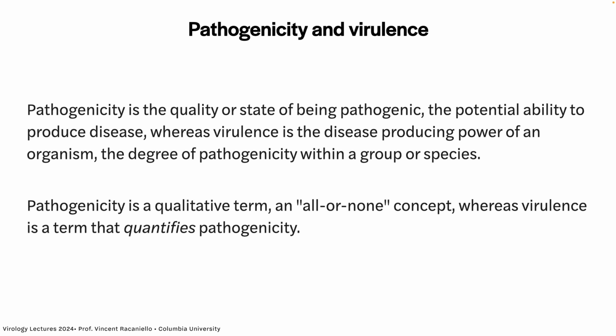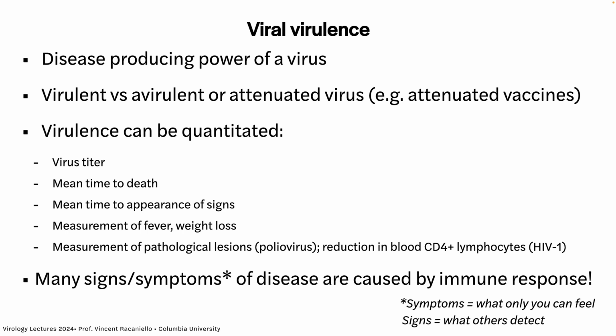So let's talk about how we can measure this disease-producing power of a virus, virulence. If you have a virulent virus, how do we measure it? First of all, we have virulent viruses and attenuated viruses that do not cause disease or cause less disease. And we can quantitate that in many different ways. We can simply measure the amount of virus in a host organism, and that can be a reflection of virulence. We can measure mean time to death. In animal models, this is often how it's measured.